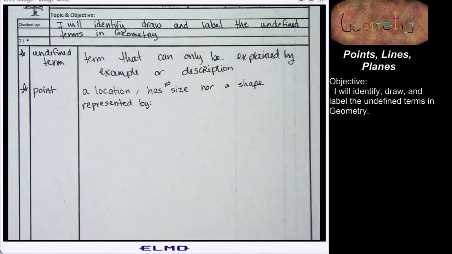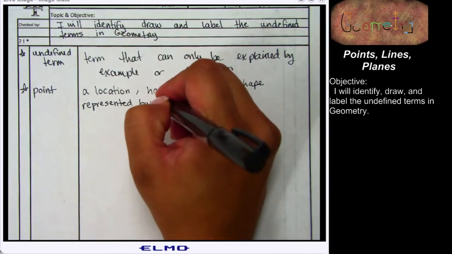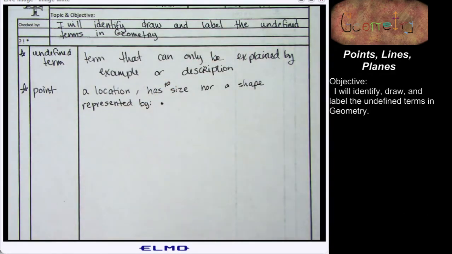We can't actually draw a point. So we're going to draw a representation. We're going to say when we see that symbol, we're talking about a point. Sure, that symbol is like a really small circle, right? And it has some sort of size, and it definitely has a shape because I said circle, but in actuality, it's just representing a point, which doesn't have a size and doesn't have a shape.